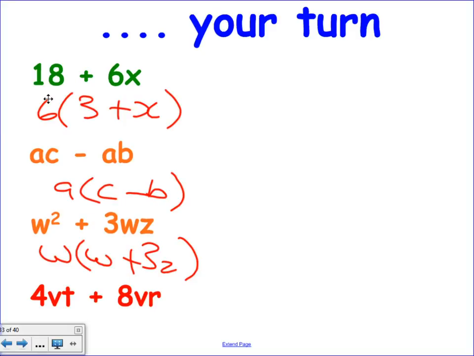Who's brave enough for the red question, other than Carol? Anyone want to try the brave? Go on, NS. 4v would be common. 4v. Good. So 4v is common. Excellent. So that's the thing that's outside the brackets. Times it by t gives me my 4vt. Plus is our sign. 2 to get from 4 to 8. And then I've got a v and I need an r. See how that works? Yeah? Excellent.